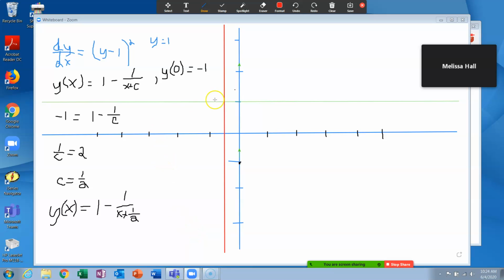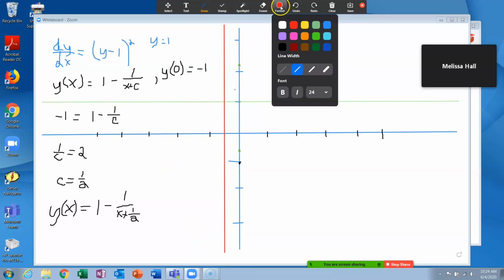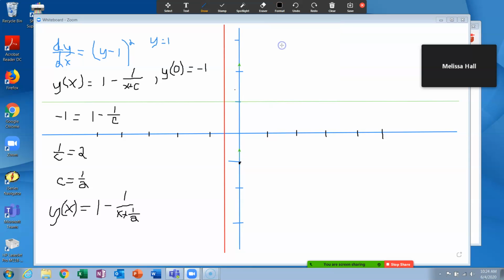Okay? Now let's go back to black. Boy, I'm getting fancy here, right? Back to black. Now we know where this solution curve is. Here's your initial value. Oh, let me get into draw mode. Here's your initial value. And from this point, I don't know where it crosses the x-axis. We could figure that out if you wanted to.